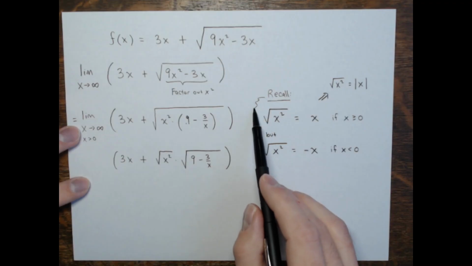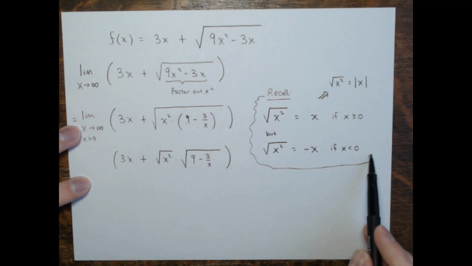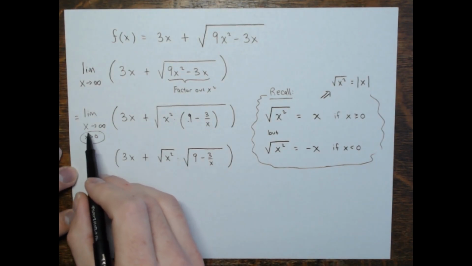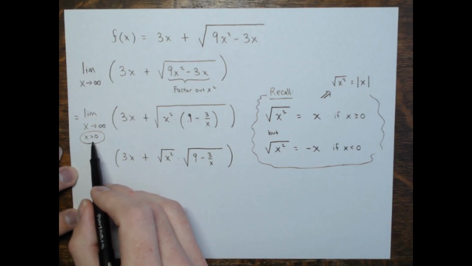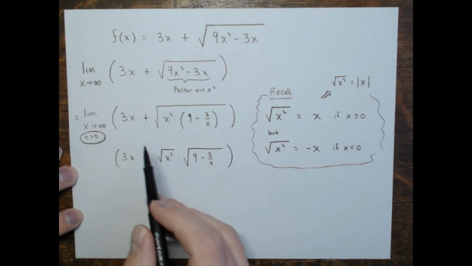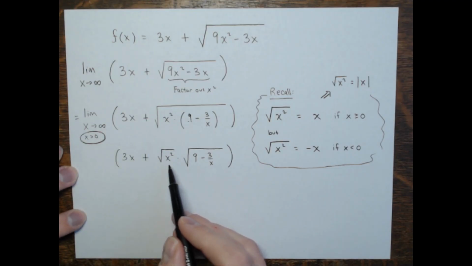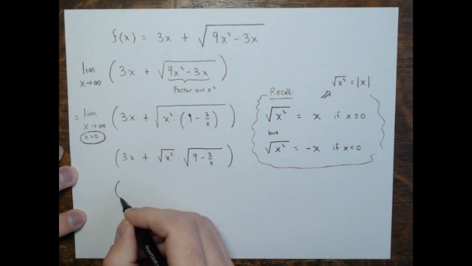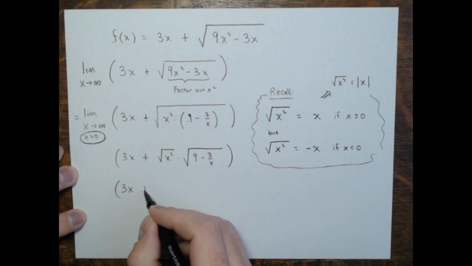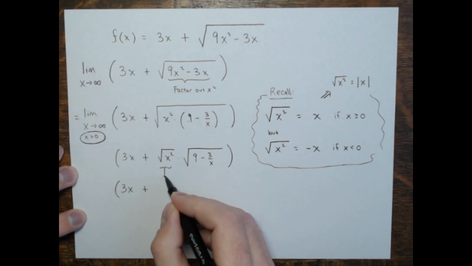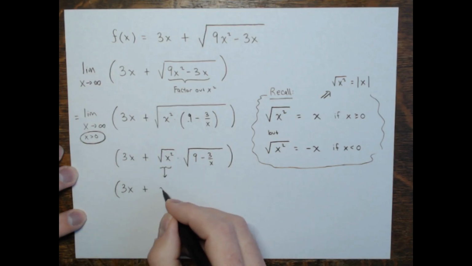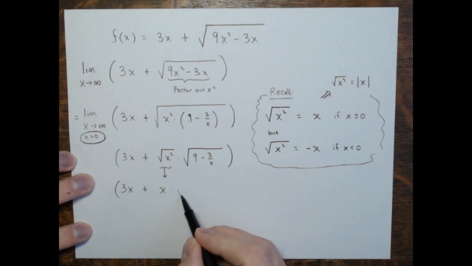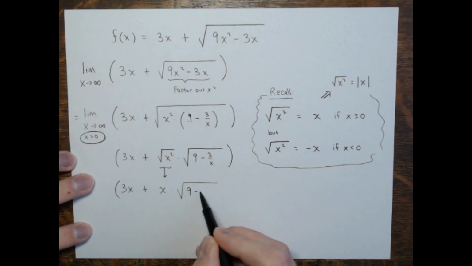So we're going to keep this in mind when taking these limits at infinity. Here, we're taking the limit as x approaches positive infinity. So again, x is a positive number, meaning the square root of x squared is okay to write as just x. So this is 3x plus the square root of x squared, right? Since x is positive, that is just x, and then times the square root of 9 minus 3 over x.